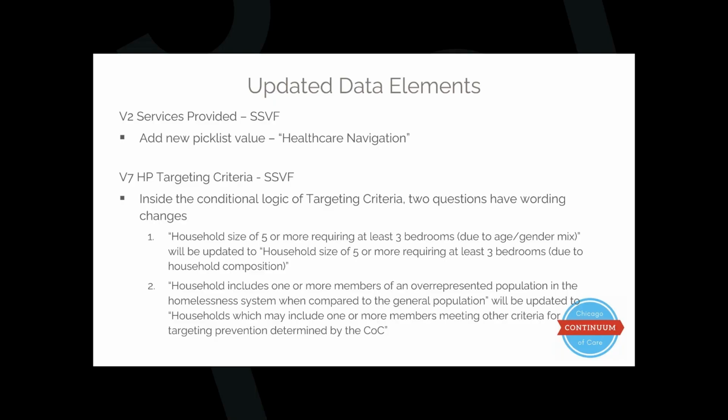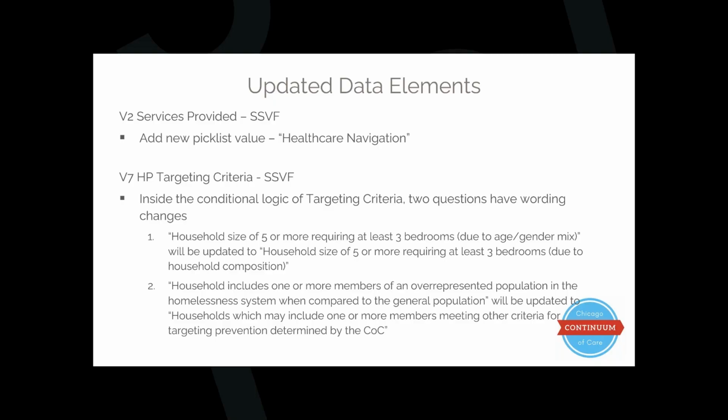The next update for SSVF is going to be the homeless prevention targeting criteria question. Inside the conditional logic of targeting criteria, two questions have wording changes. The way that targeting criteria works is that it's a single question. If you select no, nothing populates. If you select yes, I believe around 11 additional questions will populate. Of those, two are going to have wording changes. The pick list values aren't going to change, just the questions themselves.